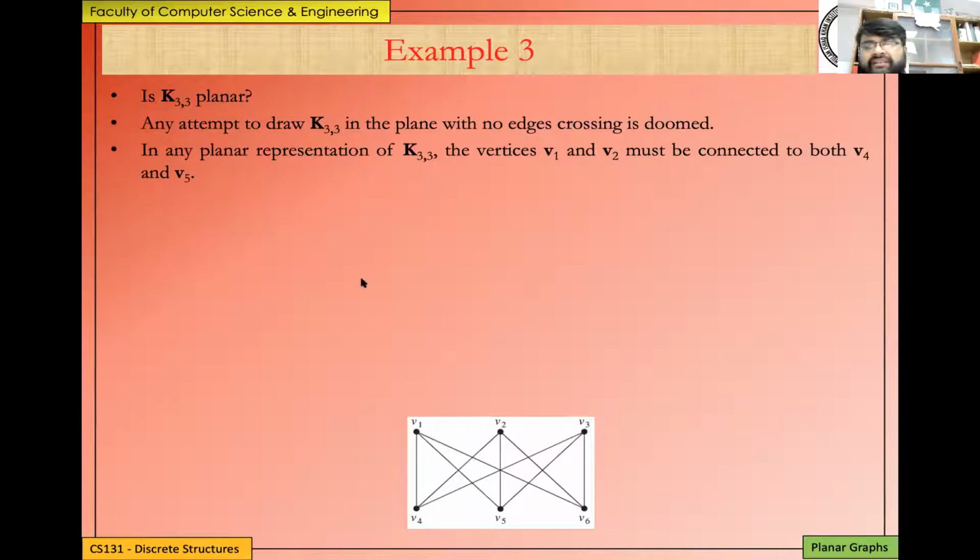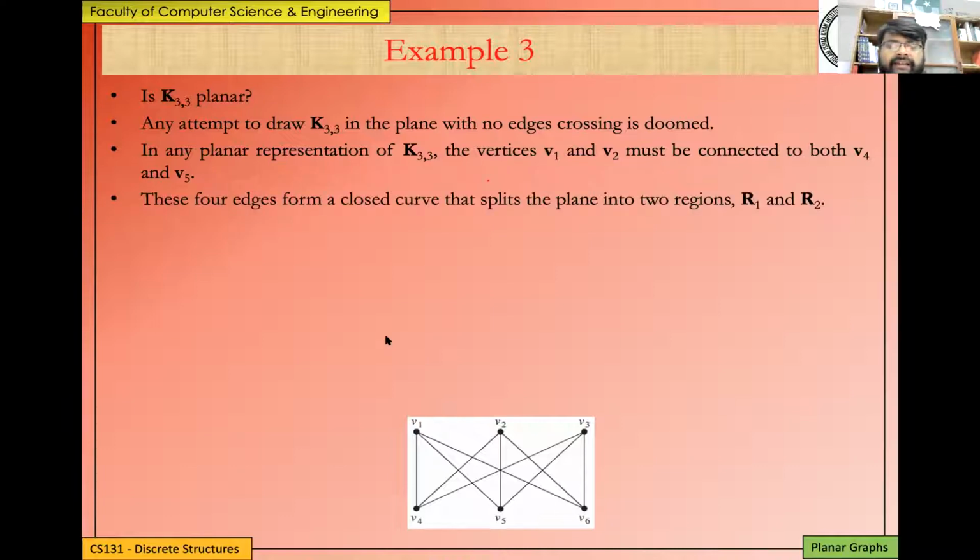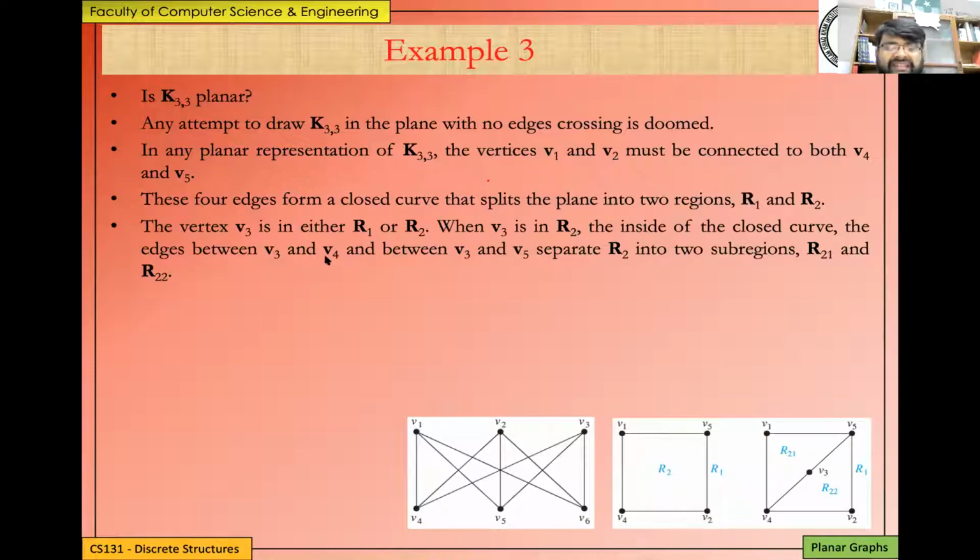So in any planar representation of K33, the vertices V1 and V2 must be connected to both V4 and V5, right? And these 4 edges form a closed curve, a closed curve that splits the plane into 2 regions, R1 and R2. V1, V5, V2, V4 forms a closed curve and it splits the plane into 2 regions, R1 and R2. So V1, V4, V2, V5 is R2, and R1 is the region that is outside it.